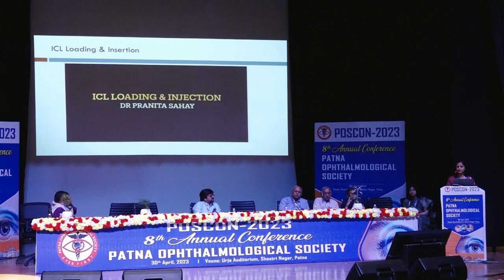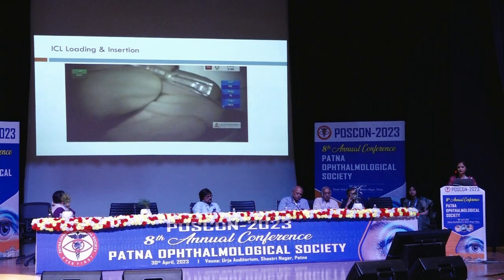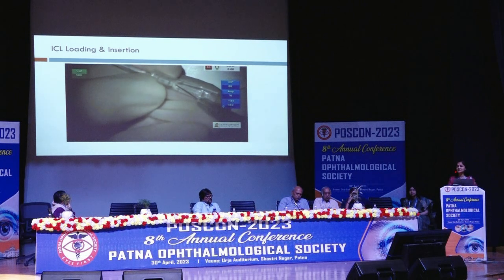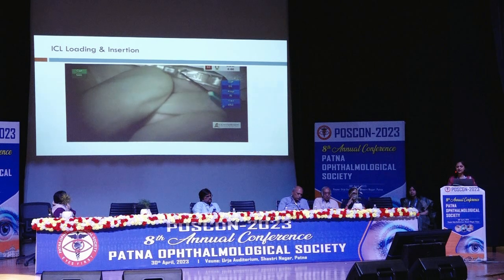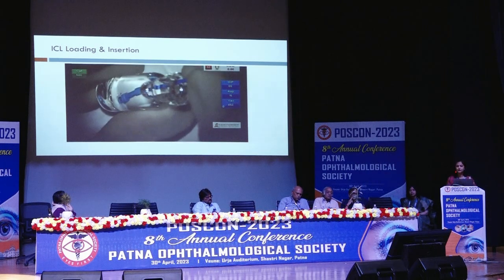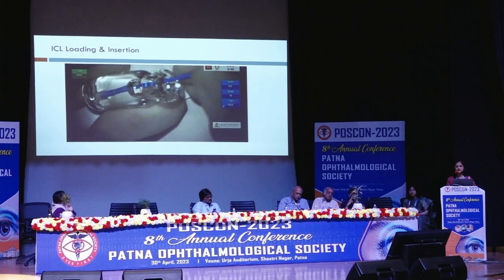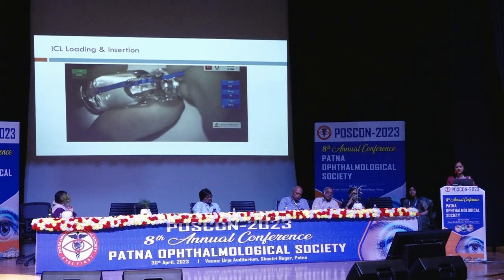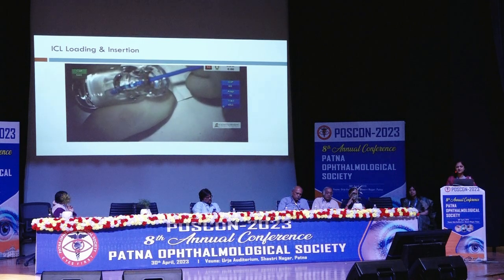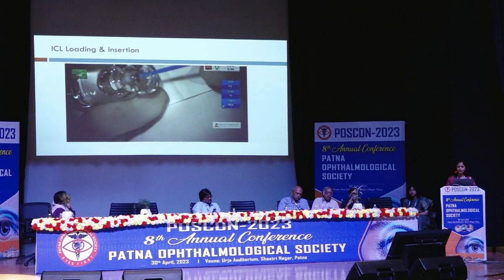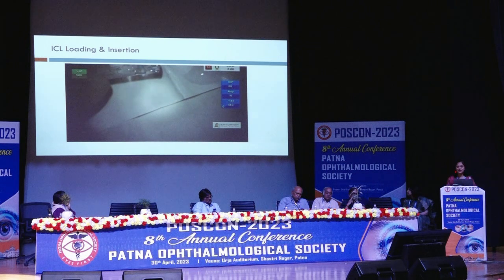Now this is a surgical video showing how to load an ICL and how to inject it. This is the cartridge which comes with the ICL lens. Initially BSS is injected into the cartridge, followed by injection of the viscoelastic to provide a nice cushion for the lens. The ICL comes in a solution bottle and with a sponge. With the help of the sponge, this lens is removed out of the vial and then carefully placed on the back end of this cartridge.